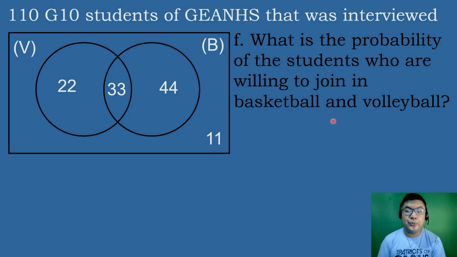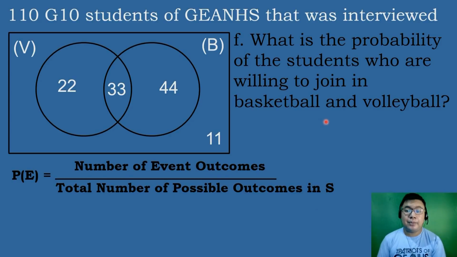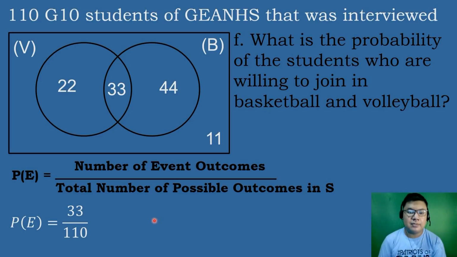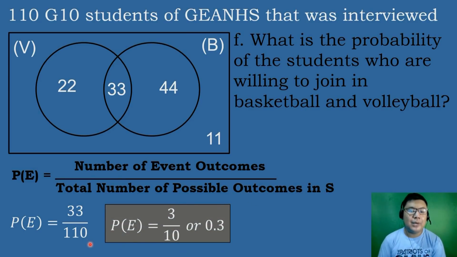So the students who will be joining both basketball and volleyball is equal to 33, or there are 33 students who will be joining both sports. So the number of event outcomes will be equal to 33, and the total number of possible outcomes in the sample space is equal to 110. And the lowest term of 33 over 110 is equal to 3 over 10 or 0.3. Therefore, the probability of the students who are willing to join in basketball and volleyball is equal to 3 over 10.